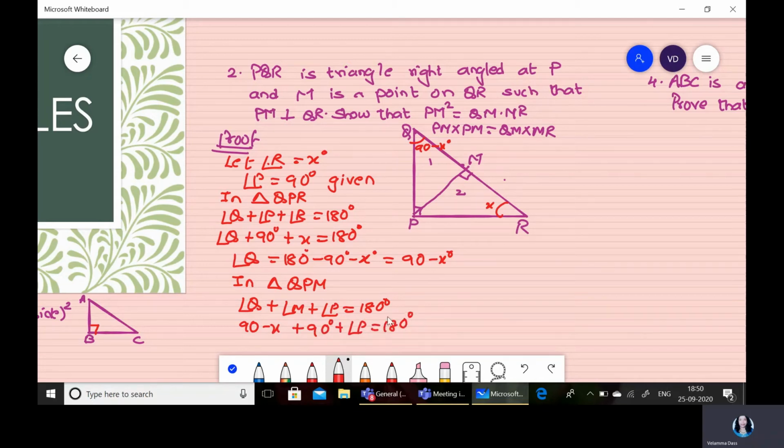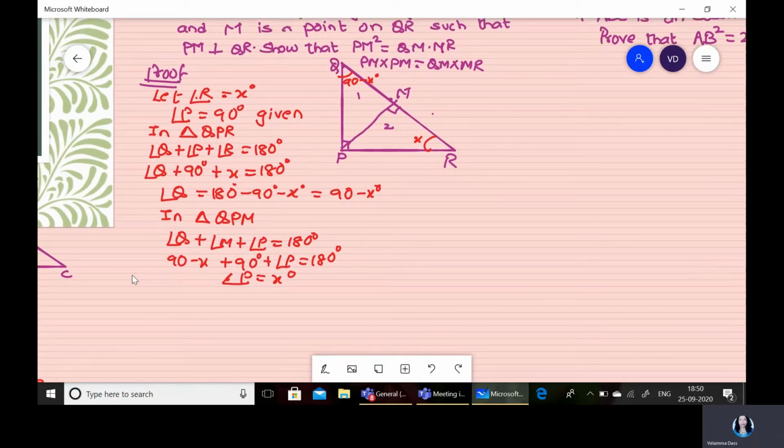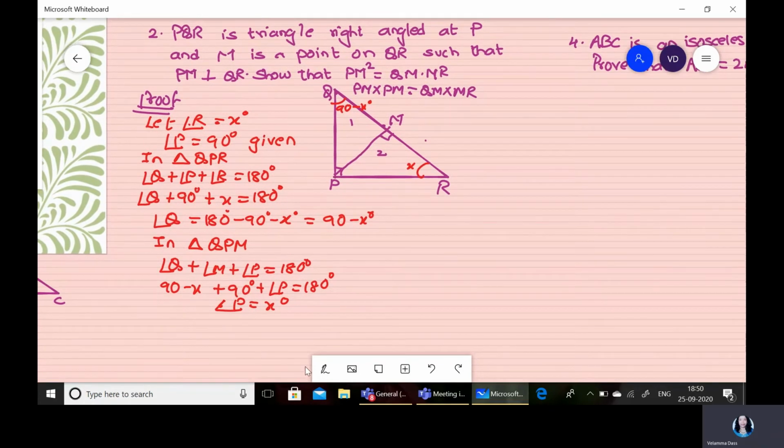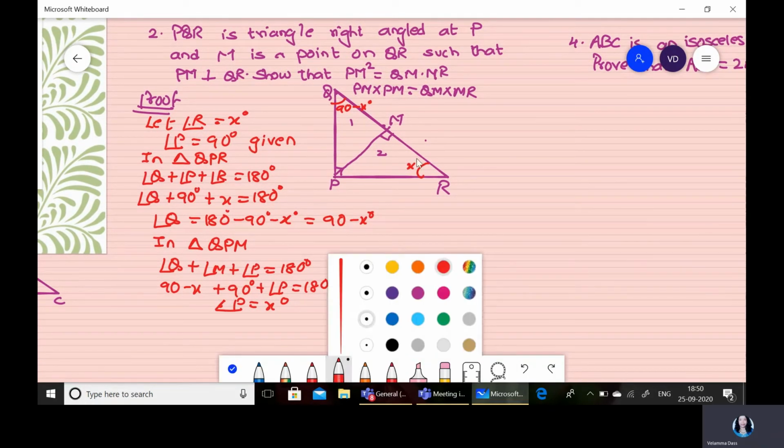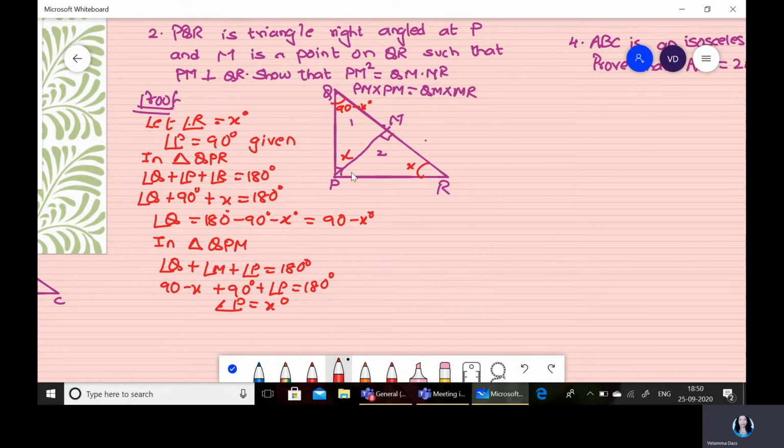So from this we understand 90 plus 90 is 180. 180 will cancel. Minus X will go that side. So we get very easily that angle P is X degree. So we got that angle P is X degree here. Just see here, I have written here angle P is X. Angle P means angle QPR, it is made up of 2 angles, that is angle QPM and MPR.